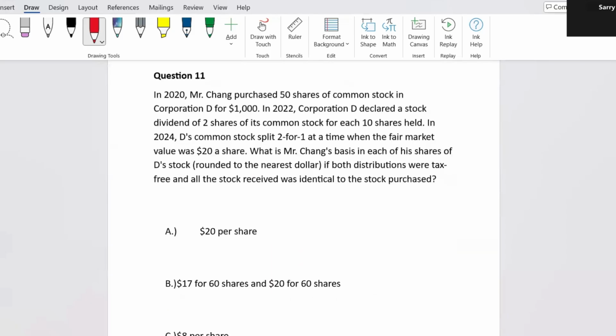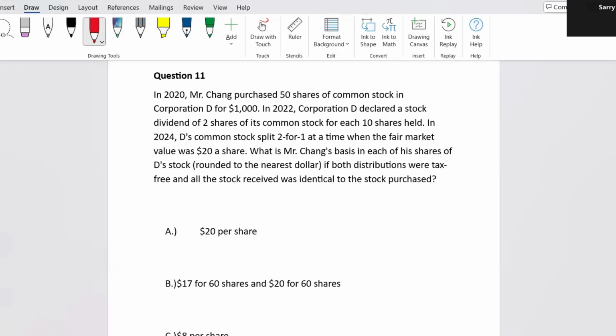In 2020, Mr. Chang purchased 50 shares of common stock in Corporation D for $1,000. In 2022, Corporation D declared a stock dividend of 2 shares of its common stock for each 10 shares held. In 2024, D's common stock split 2-for-1 at a time when the fair market value was $20 a share. What is Mr. Chang's basis in each of his shares of D stock, rounded to the nearest dollar, if both distributions were tax-free and all the stock received was identical to the stock purchased?